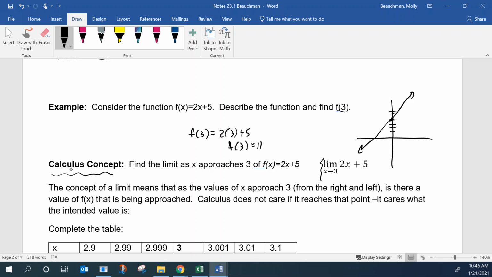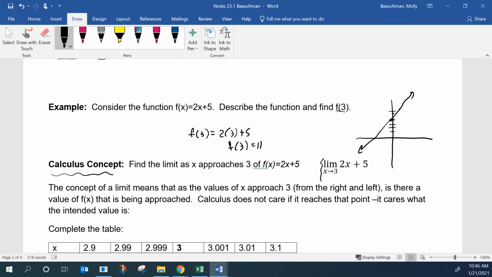Calculus concept is find the limit as x approaches 3 of the function f of x equals 2x plus 5. And this is the notation: limit as x approaches 3 of 2x plus 5. The concept of a limit means that as the values of x approach 3 from the right and from the left, is there a value of f of x that's being approached? Calculus does not care if it reaches that point. It cares what the intended value is.